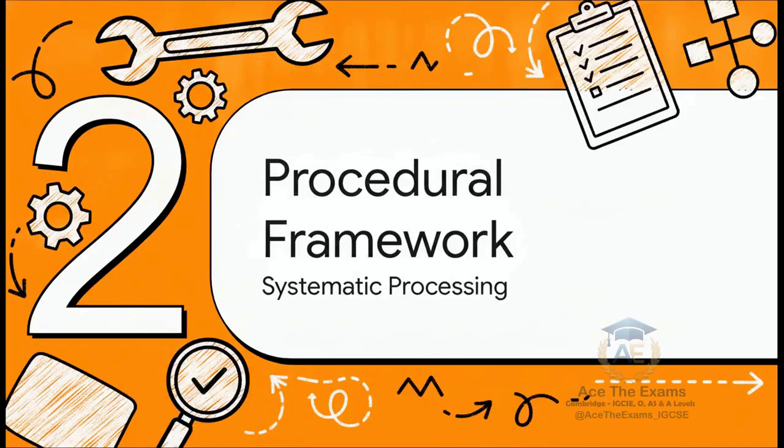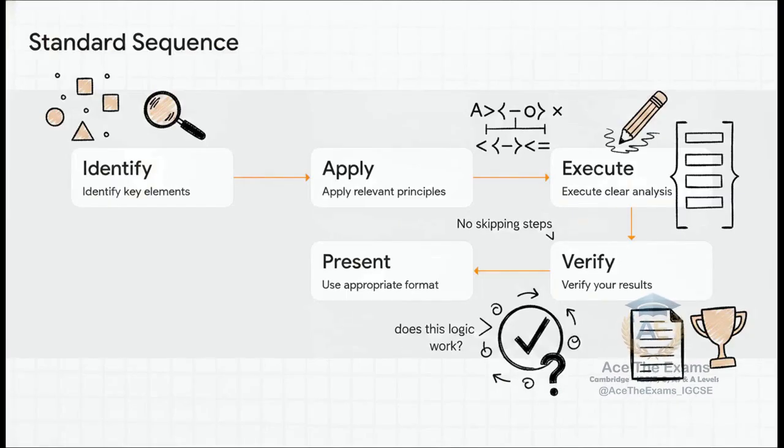Let's move to Section 2, the procedural framework. Consider this your toolkit for systematic processing. Okay, so there is a highly standardized sequence you must follow to guarantee you are picking up every available method mark. It's a 5-step process. First, identify the key elements of the problem. Second, apply the relevant principles. Ask yourself, which logic statements actually make sense here?